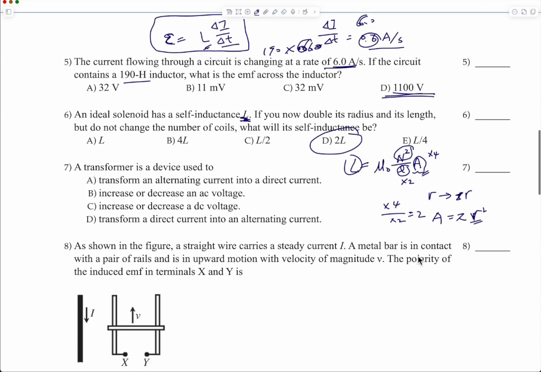Number 7, a transformer is a device used to change voltage, change current, and a transformer is used for AC. So this choice doesn't work. Increase or decrease an AC voltage, that's good. Increase or decrease a DC, no. Anything associated with DC is wrong. So you see, this is only for AC.